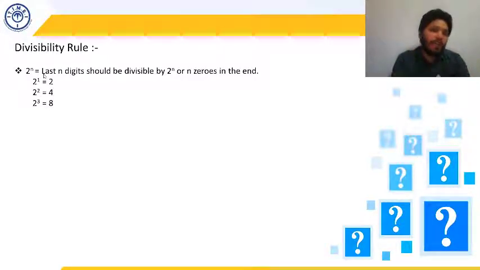So in general, in the case of 2 to the power n, if the last n digits of the given number are divisible by 2 to the power n, then that number is also divisible by 2 to the power n, or if there are n zeros in the end. For example, 200, is it divisible by 4? Yes, because the last two digits are double zero, so it is divisible by 4. I hope it is clear to everyone.